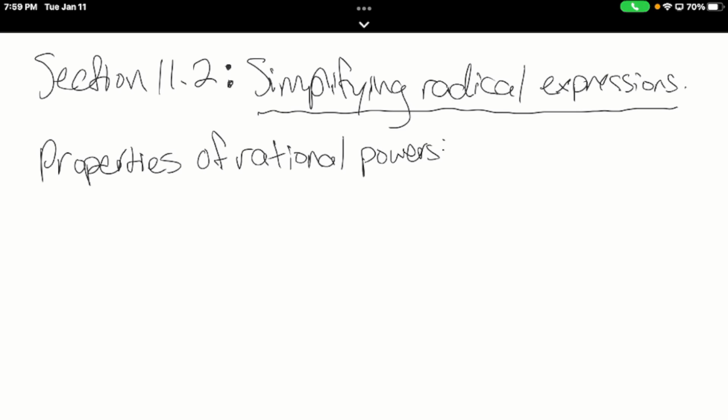I'm actually going to get rid of this. I'm going to need a lot more room than this. I'm going to enumerate these. So we're under properties of rational powers.